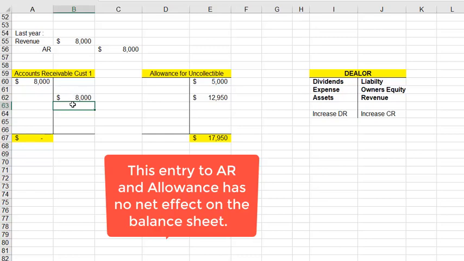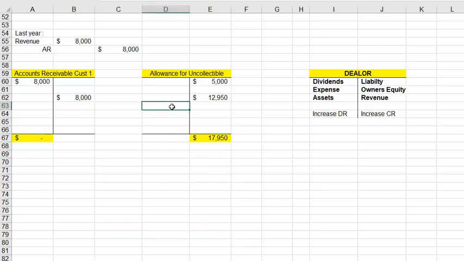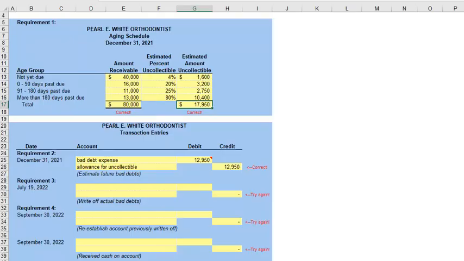So we need to come over here. We have a credit of $8,000. We need to have a debit of $8,000, which will make the allowance for uncollectible account smaller. So here is our new balance in allowance for uncollectible, reducing it $8,000 to $9,950. So let's do this journal entry here. We're going to have a debit to allowance for uncollectible, reducing that account by $8,000. We have the credit to accounts receivable here.